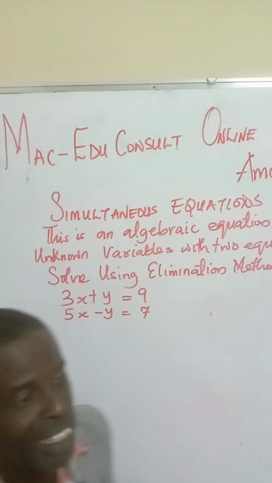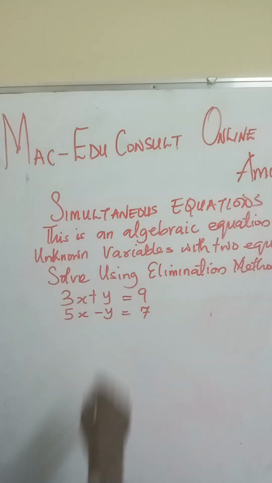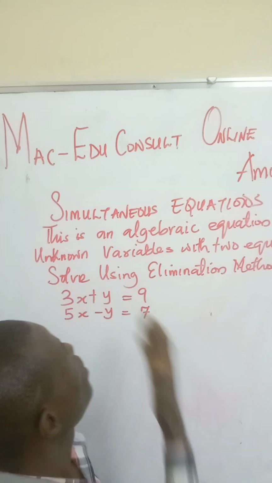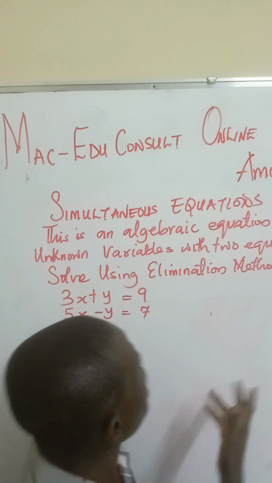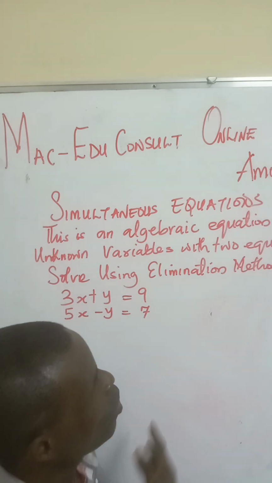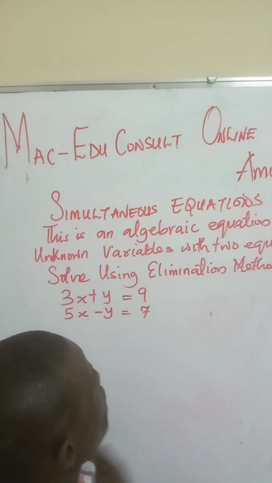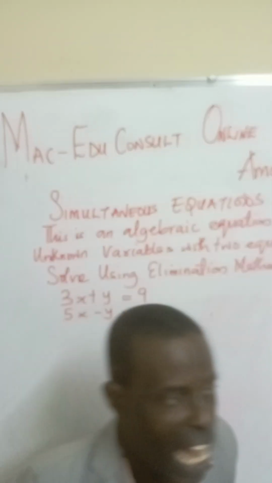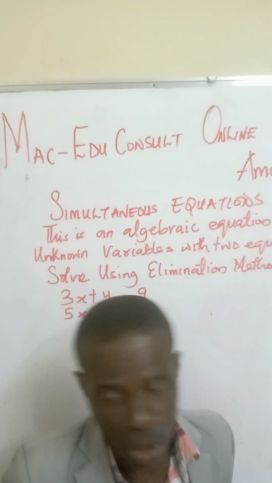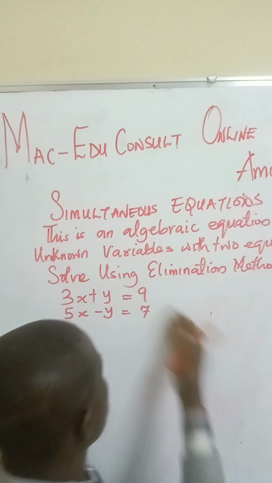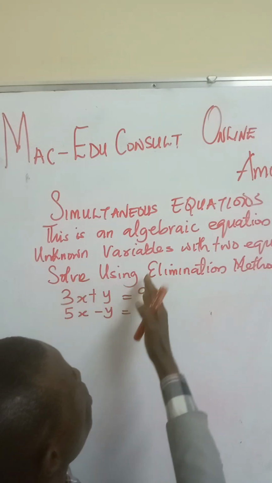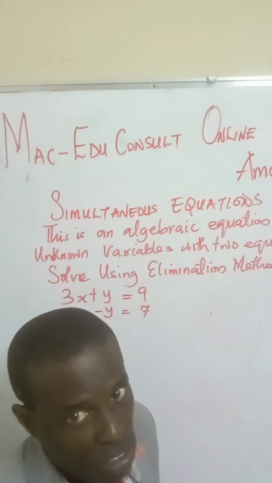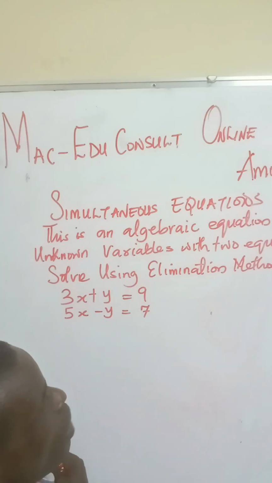Basically, this is more of mathematics again. We'll be looking at simultaneous equations. It's very obvious for us to know this is an algebraic equation having two unknown variables with two equations. Meaning when you say two equations, most of the time the equations are numbered 1 and 2, or it could also be numbered A and B. This is a typical example solved using the elimination method. That means there are other methods, but we are concentrating more on the elimination method.